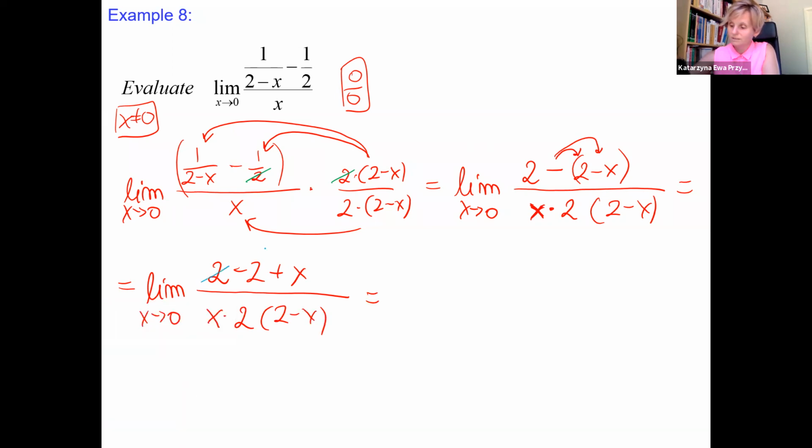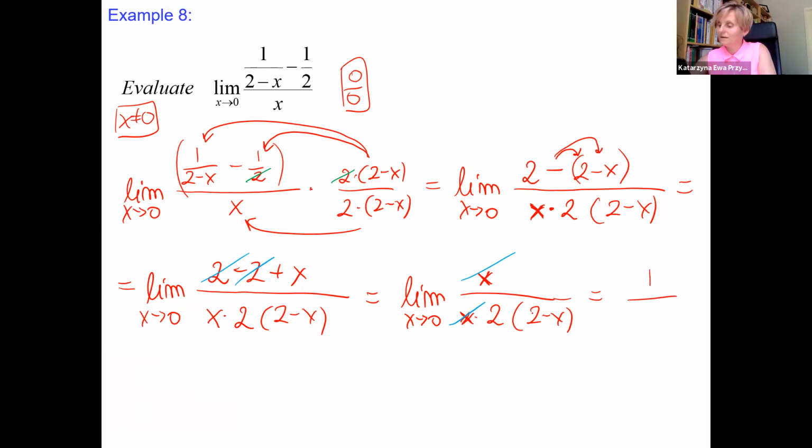And we can simplify this, and now we can see the common factor, x and then x. We can nicely simplify, and we will be able to substitute 0: 1 over 2 minus 0 is 2, 2 times 2 is 4. The limit is 1/4. And we can see how we can nicely algebraically play with these expressions.